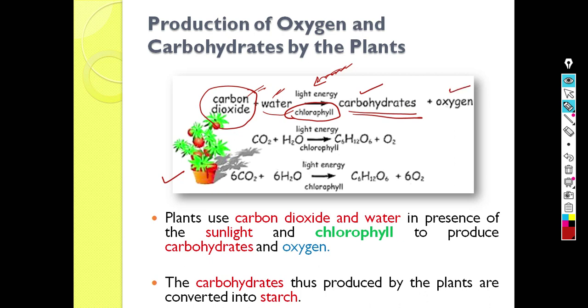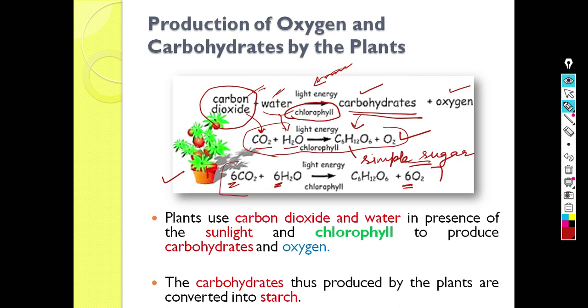Now you can show this as an equation. CO2 plus H2O. CO2 is carbon dioxide, H2O is water. And for carbohydrate, the formula is C6H12O6. It is a simple sugar, which we can say is a carbohydrate, and this is the formula of simple sugar, C6H12O6. So you can learn it and draw it in your notebooks, and plus oxygen gas will be released here. Now you know that 6 is written here. This is to balance this equation.